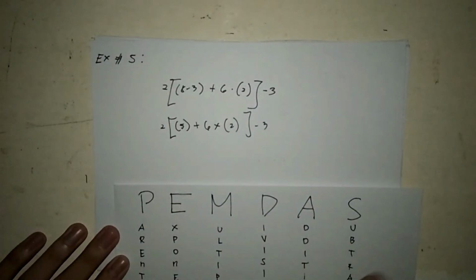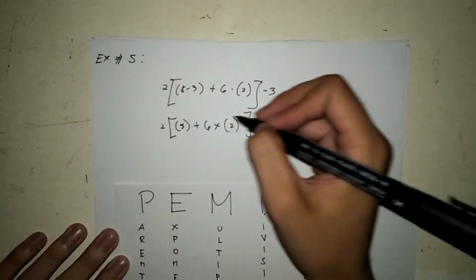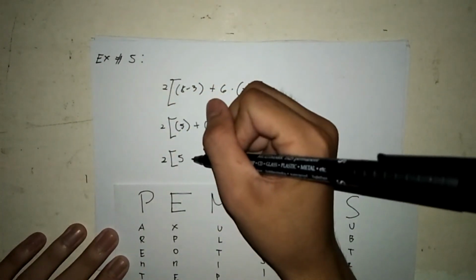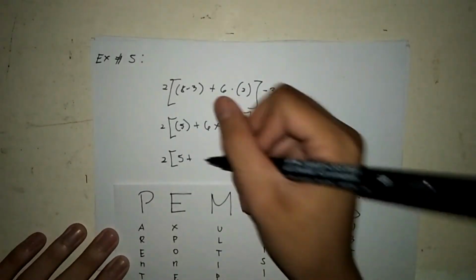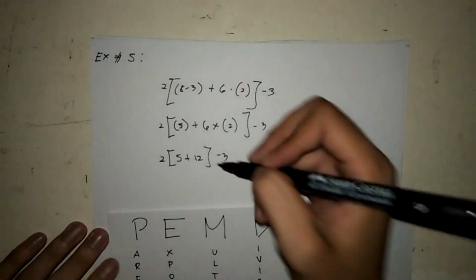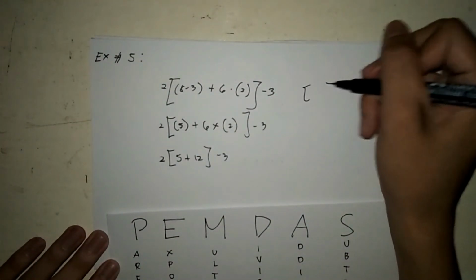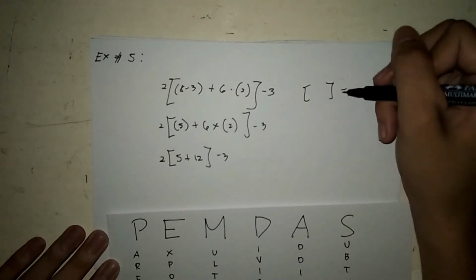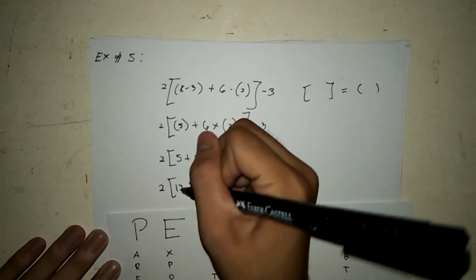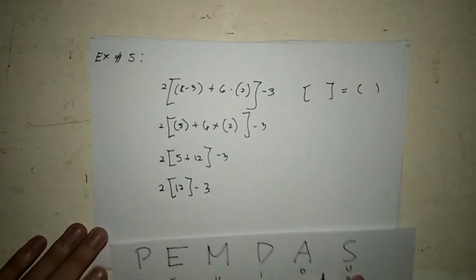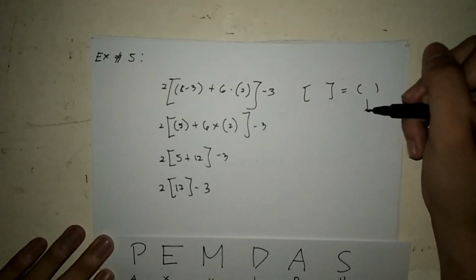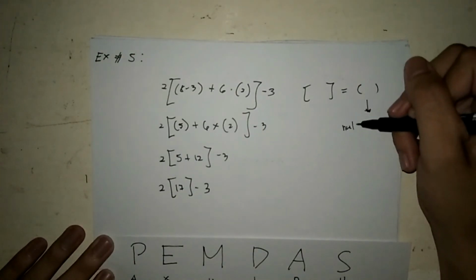So let's go for multiplication, which is ito sa loob. So, 2, 5, plus 6 times 2 will give us 12 minus 3. Then, itong bracket na to is just the same with parenthesis. 5 plus 12 will give us 17 minus 3. Yung bracket is equals to parenthesis. And this parenthesis is multiplication.